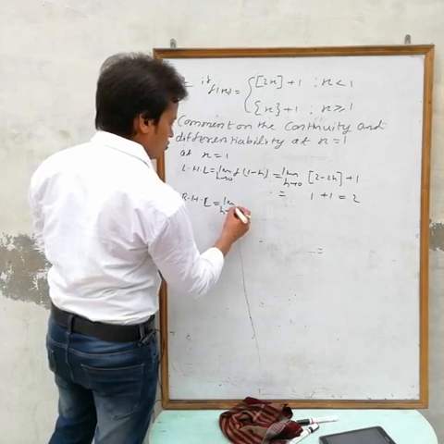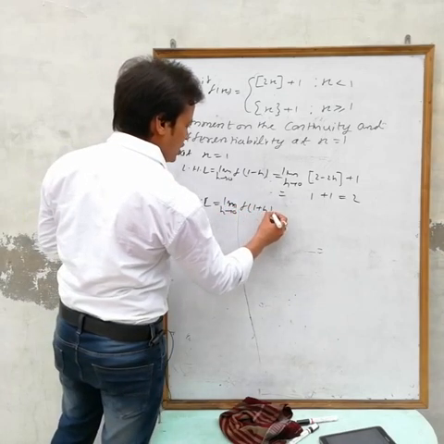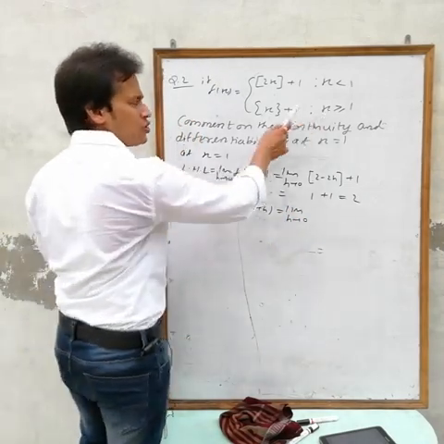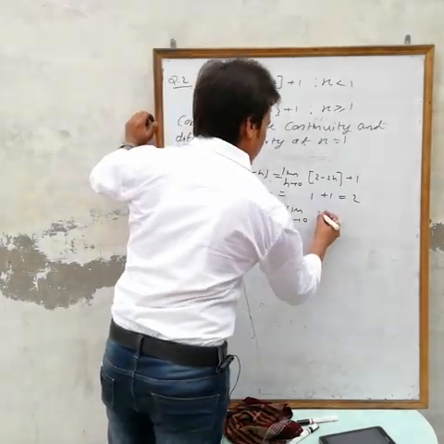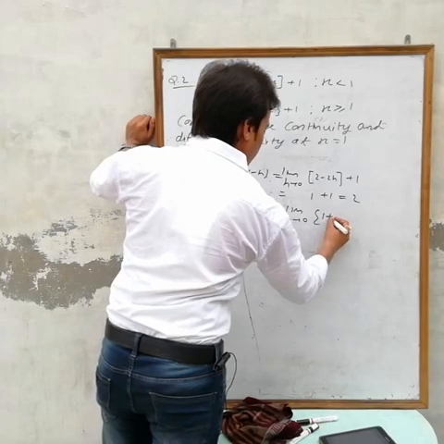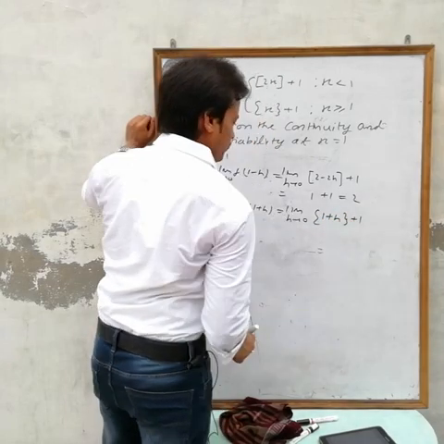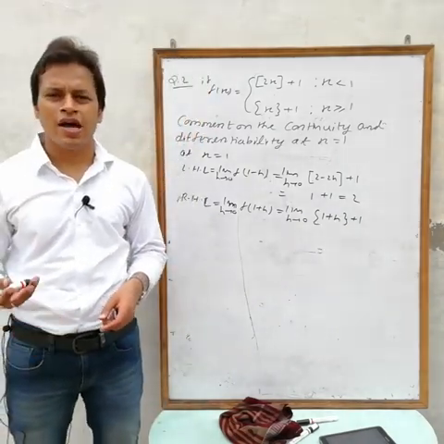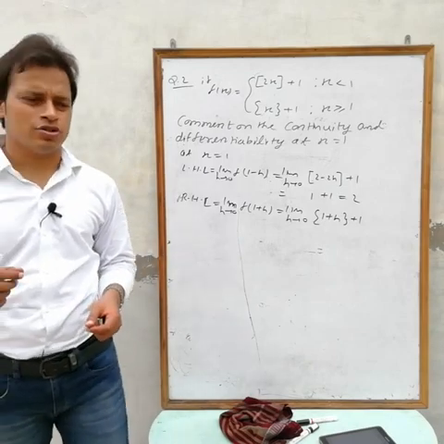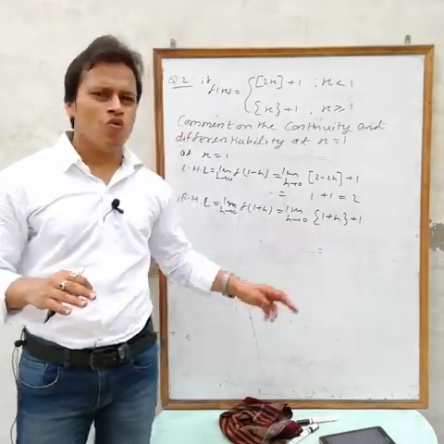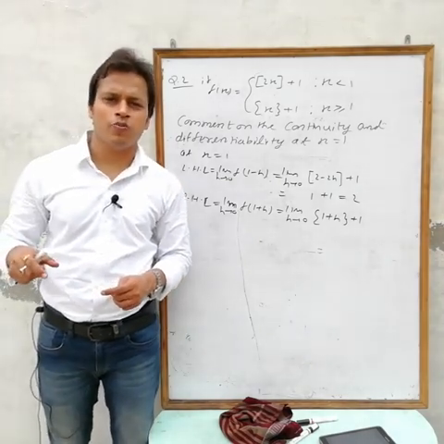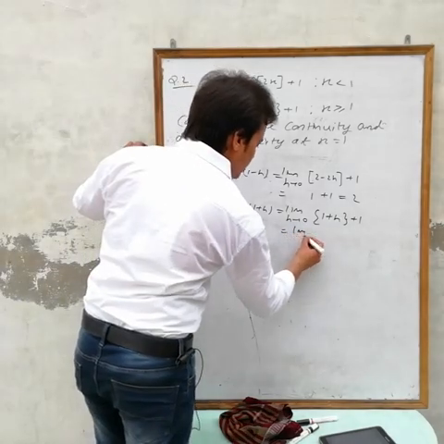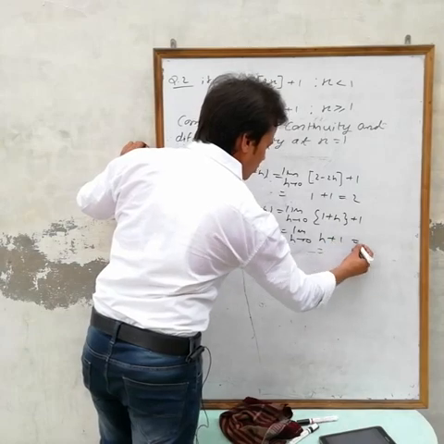Limit h tending to 0, f(1 plus h). Now x is greater than 1, so if you put it in this one, what are we getting? 1 plus h plus 1. Now 1 plus h, the fractional part of 1 plus h is h. Suppose h is 0.001, then this is 1.001, and the fractional part of 1.001 is 0.001, which means h.